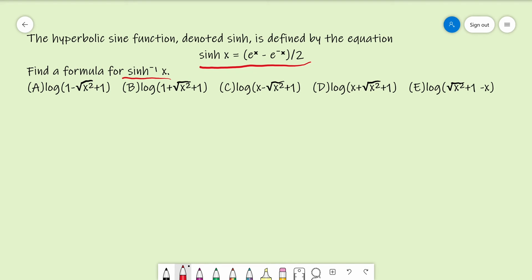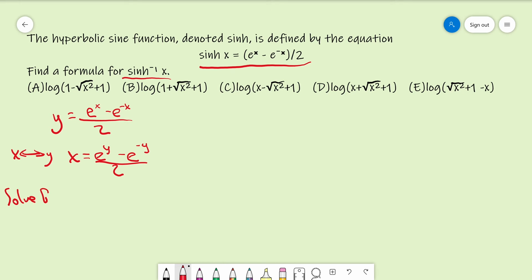So remember, whenever you're looking for an inverse, the way to go is to, first of all, write out your function, e to the x minus e to the minus x over 2. Switch the x and the y, so that'll give us x equals e to the y minus e to the minus y over 2. And then solve for y.